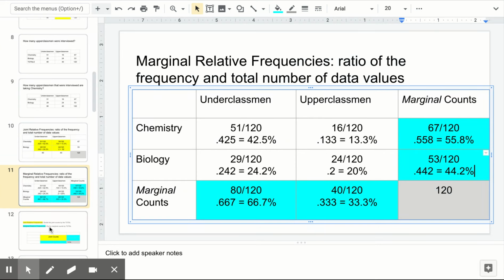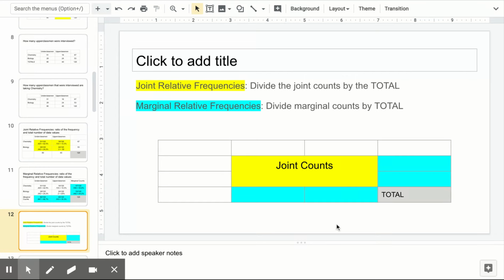All you're going to do is, if you're finding the joint relative frequencies, take your joint counts, which are those numbers in yellow, the numbers in the middle, divided by the total. To find the marginal relative frequencies, take those numbers on the outside, divided by the total.